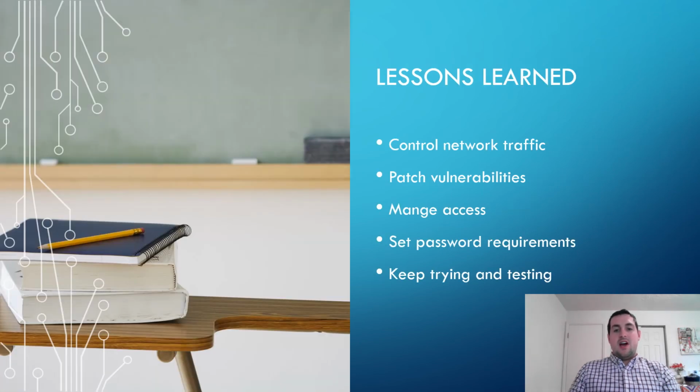These are the lessons I learned when performing network hardening in this lab. So you need to control network traffic. Just by enabling the firewall, we're able to already reduce a lot of the vulnerabilities we saw with open ports. And closing port 21 completely takes out that exploit that we used to gain root access to the system.